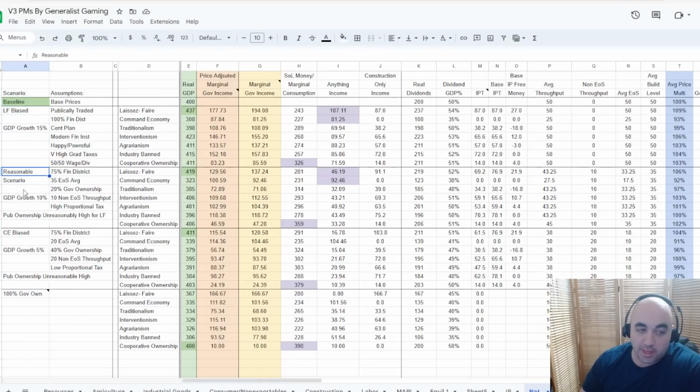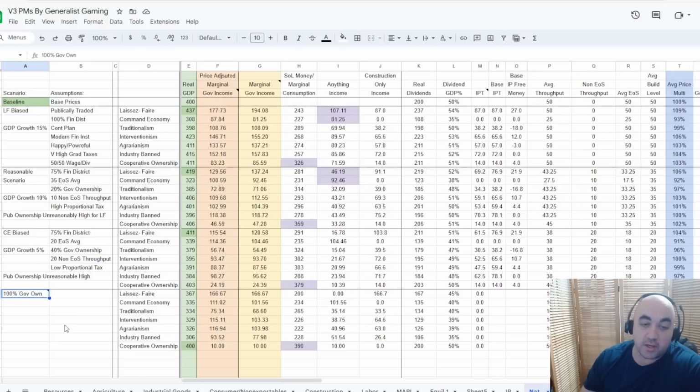We have what I think is a reasonable scenario, but I haven't done a huge sample size of looking at a bunch of games and looking at what is the case. This just kind of looks like a reasonable thing to me. And then we have a command economy biased scenario, and then we have a 100% government ownership scenario, which is not really possible for anything other than command economy unless you have just nationalized everything.